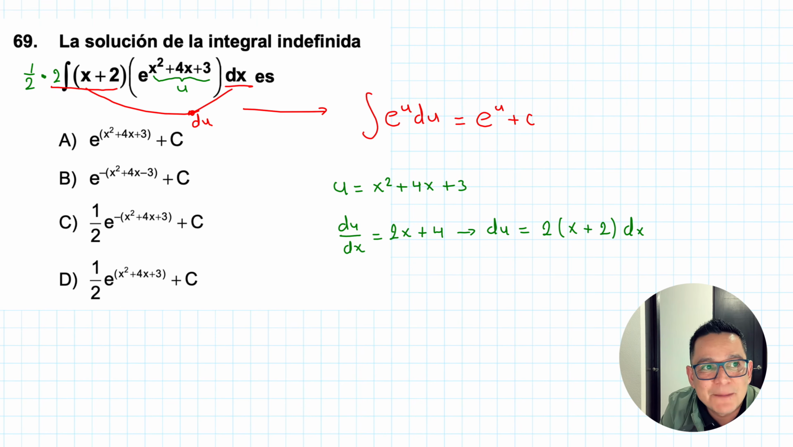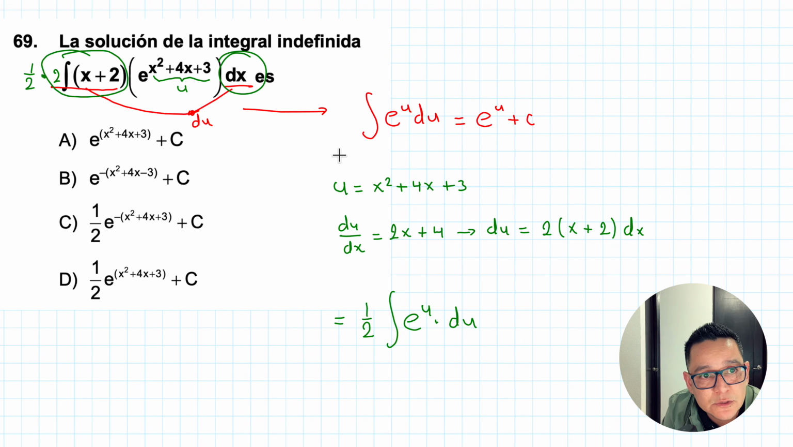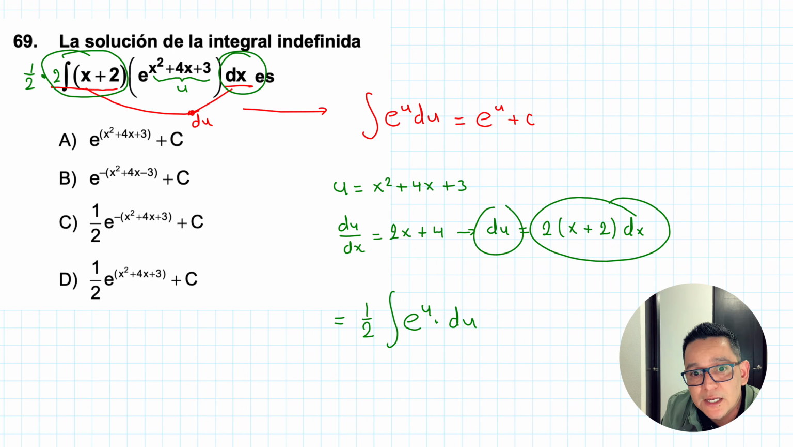Therefore, I can already make my variable substitution. Let's see what was left out. Well, I'm not using this 1/2, so I'm going to include it. So I end up with 1/2 of the integral from e to the u, all of that is u, by du. Why only by du? Because between this here and this here, it's du. For that reason, I'm left with only 1/2 of the integral of e to the u du.